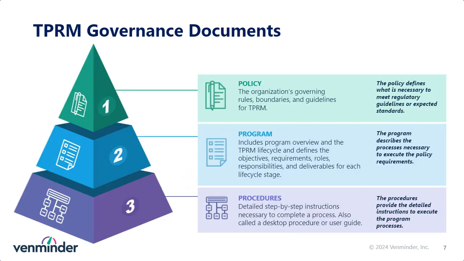All right, I really love this slide because it's a great visualization of that governance document hierarchy. Now, don't worry, we're going to get into each of these documents in more detail, but the short version is that at the top we have the policy, and the policy is defining what is required to meet regulatory guidelines, best practices, or expected standards. Beneath that, we have the program, which is describing all of the processes necessary to execute the policy requirements.